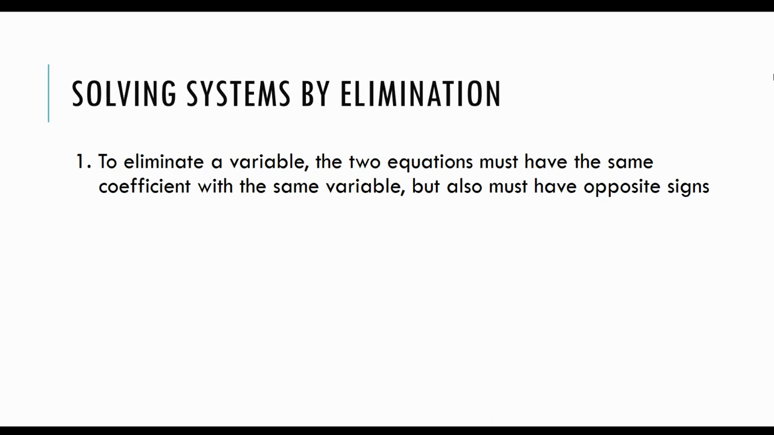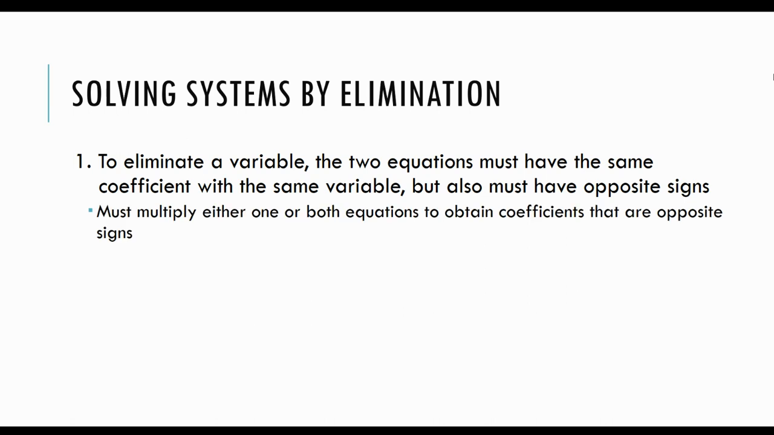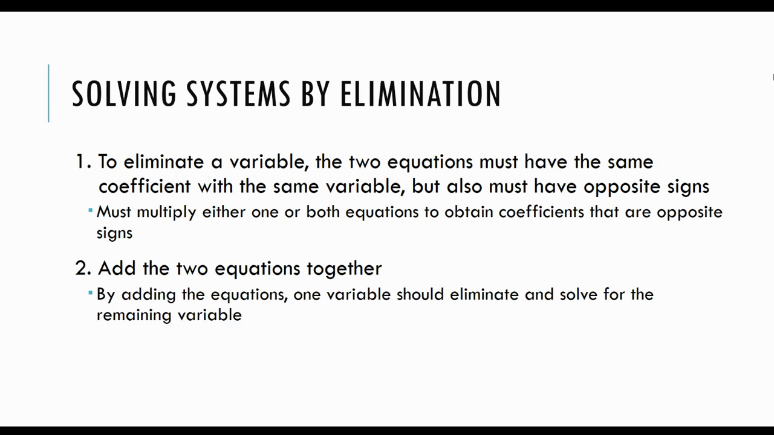But in order to eliminate, we have to have opposites, meaning like the x. I could have a 2x, but then I would need a -2x as well, because a +2 and a -2 would then be opposite. So that means that if you don't already see opposites, sometimes we must multiply one or both equations in order to obtain coefficients that have opposite signs. Once we have that, we'll add the two equations together.